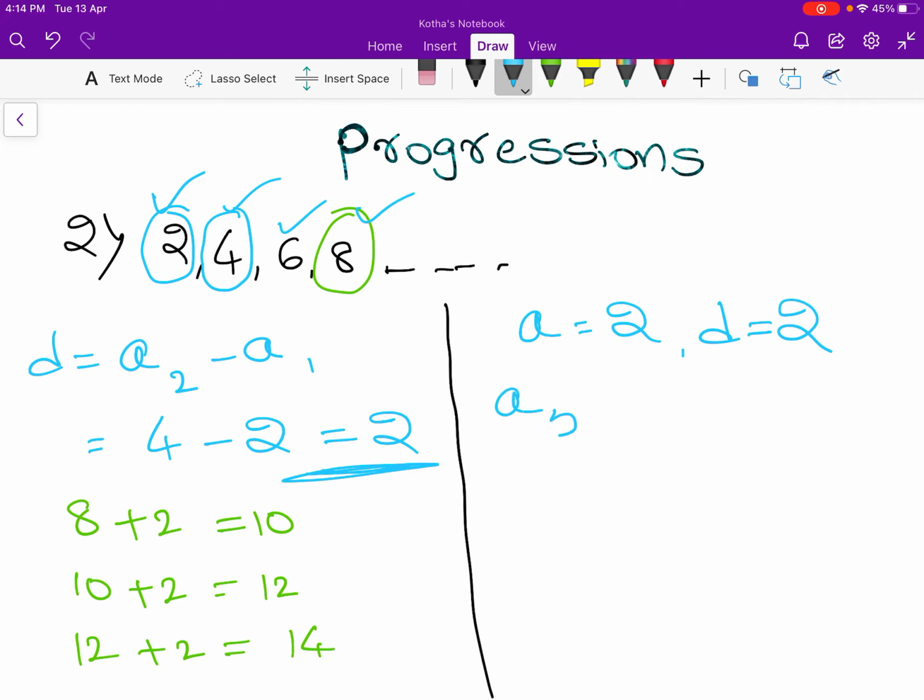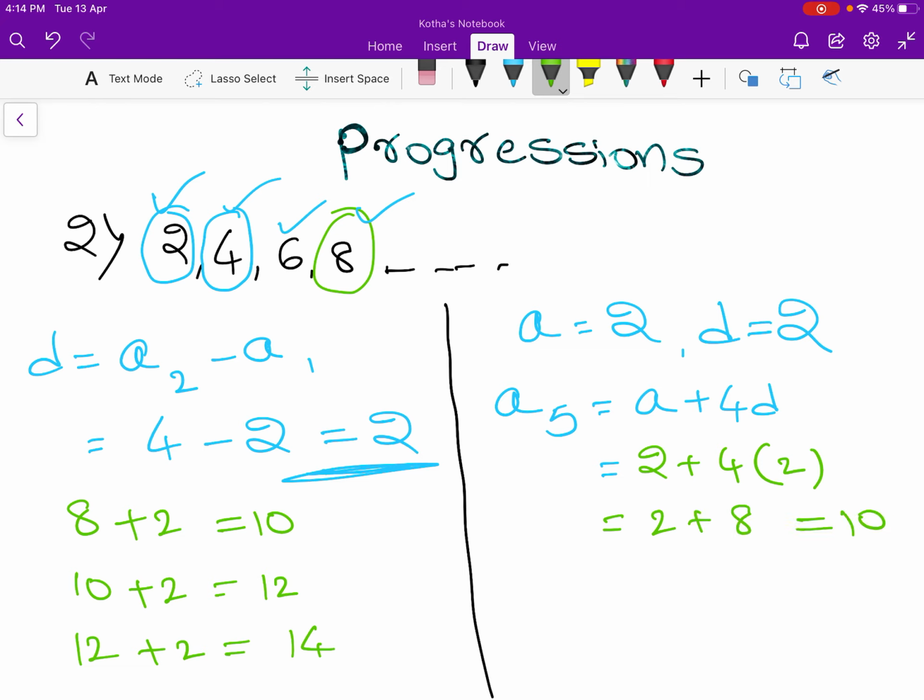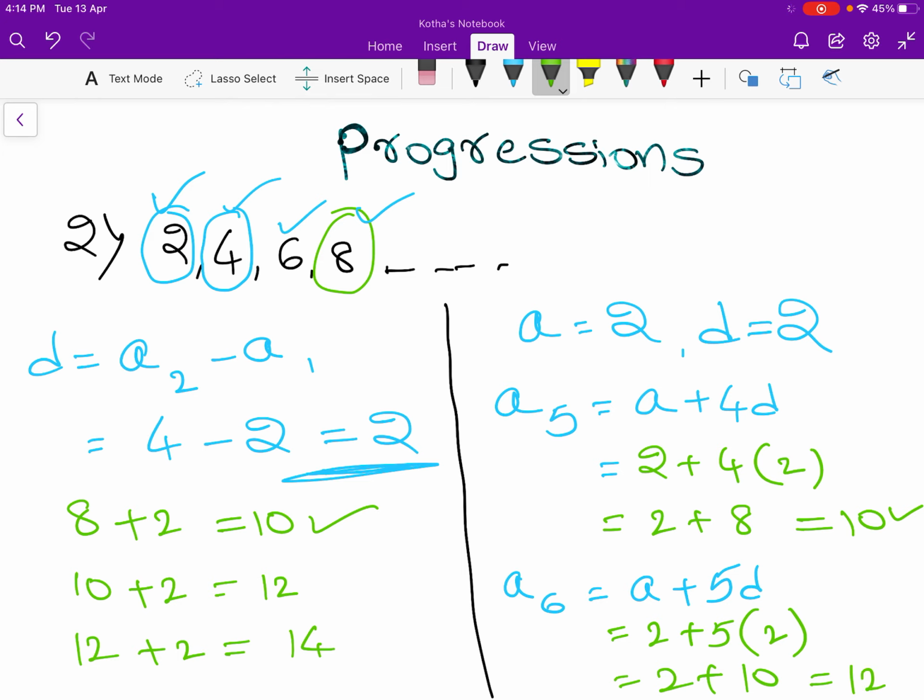That is A5. A5 formula is A plus 4D. So A is nothing but 2 plus 4 into D, which is also 2. So 2 plus 4 2s are 8. 2 plus 8, 10. Here also the fifth term is 10. Now if you want to write the sixth term, that is A6 equals, formula is A plus 5D. Now A value is 2 plus 5 into D value also 2. That is nothing but 2 plus 5 2s are 10. 2 plus 10, 12, sixth term. Still if you want more terms, you can continue like that.